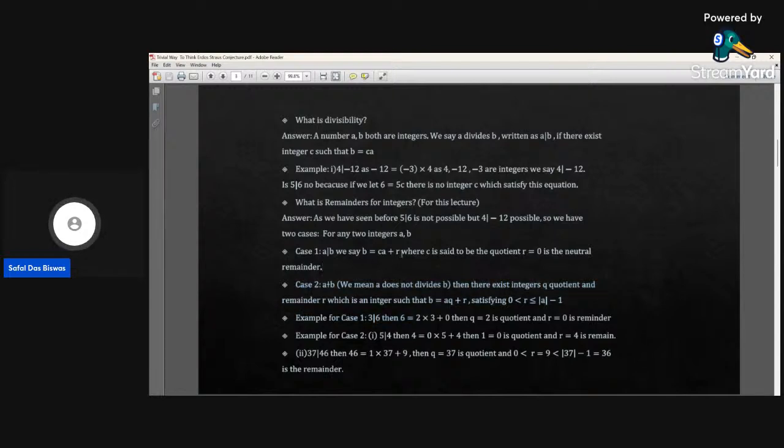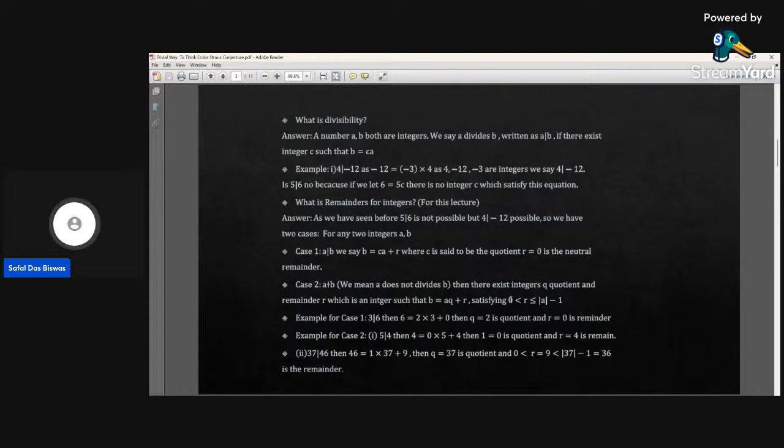If r is non-zero, then we have the following case: a does not divide b. This is the notation for a does not divide b. Then there exist integers q, the quotient, and r, the remainder, such that b equals aq plus r. Here a and b you already know, because a does not divide b, and q is the quotient. And what is r? r is greater than 0 and less than mod a minus 1.